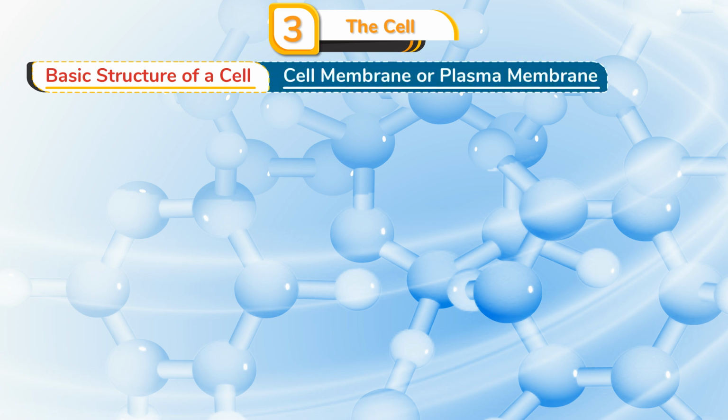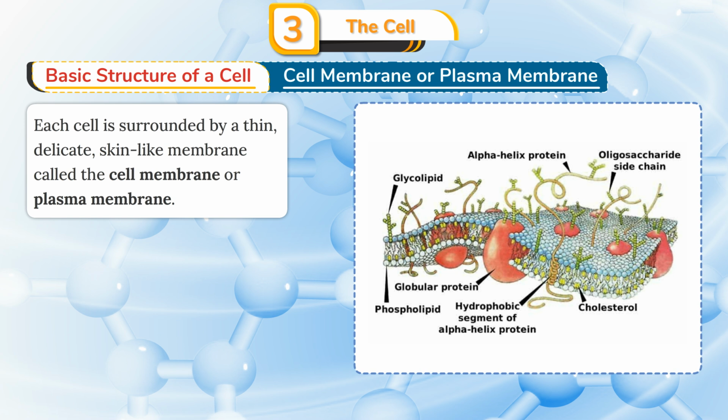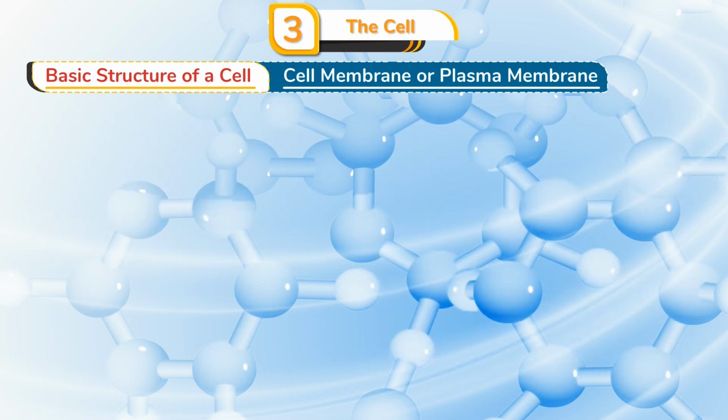Cell membrane or plasma membrane. Each cell is surrounded by a thin, delicate, skin-like membrane called the cell membrane or plasma membrane. This membrane is selectively permeable, meaning it regulates the passage of substances into and out of the cell. It is elastic and flexible, enabling the cell to change its shape slightly.